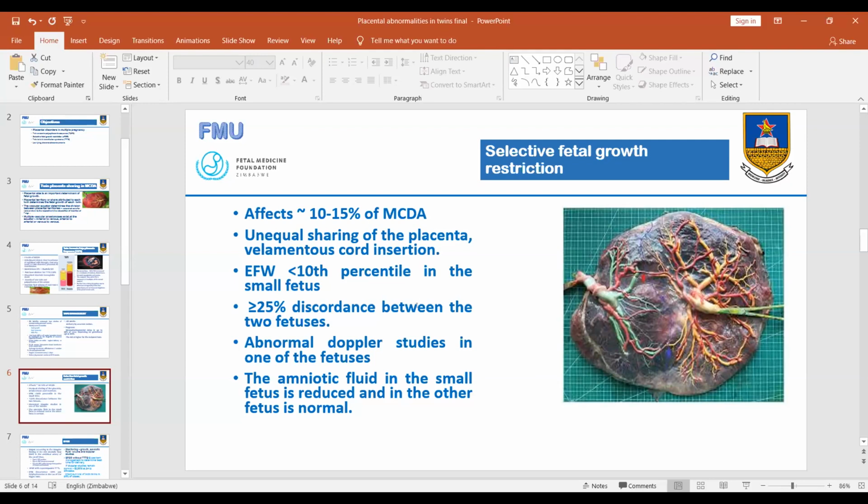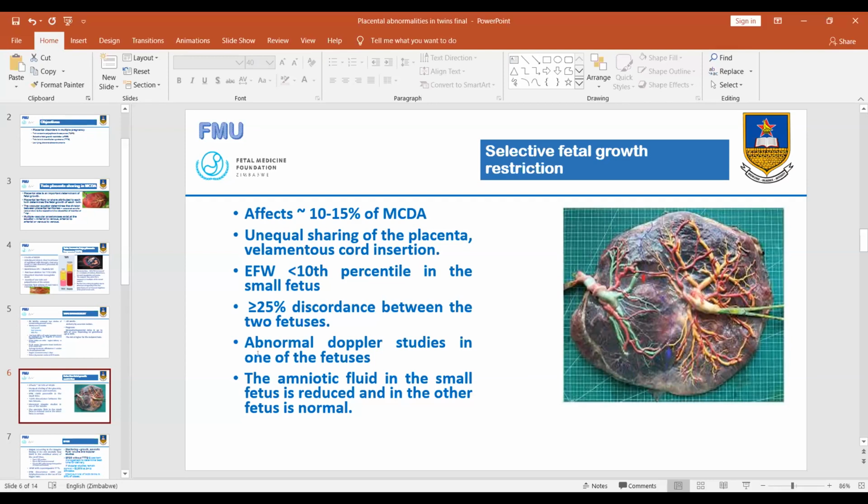We diagnose selective fetal growth restriction on ultrasound scan if the estimated fetal weight of one of the babies is less than the 10th percentile for the gestational age, or if there is a discordance of more than 25% between the estimated fetal weights of the fetuses, or if there is abnormal Doppler studies in one of the fetuses.